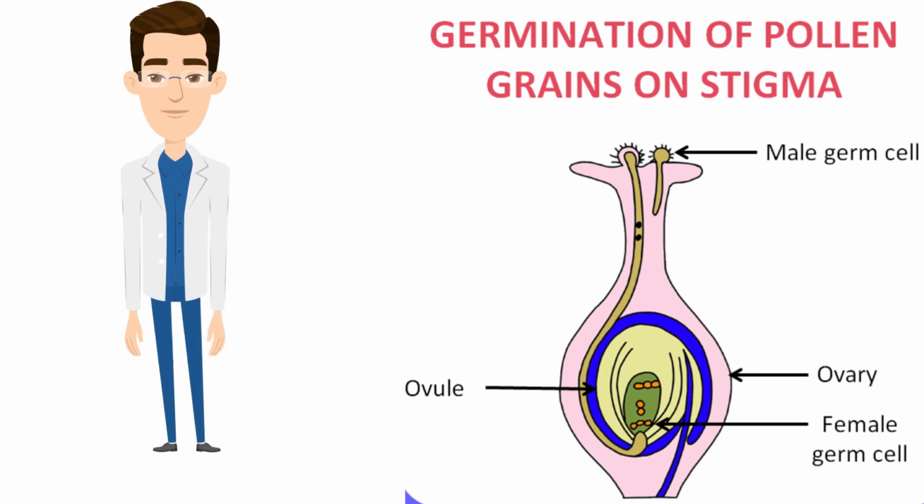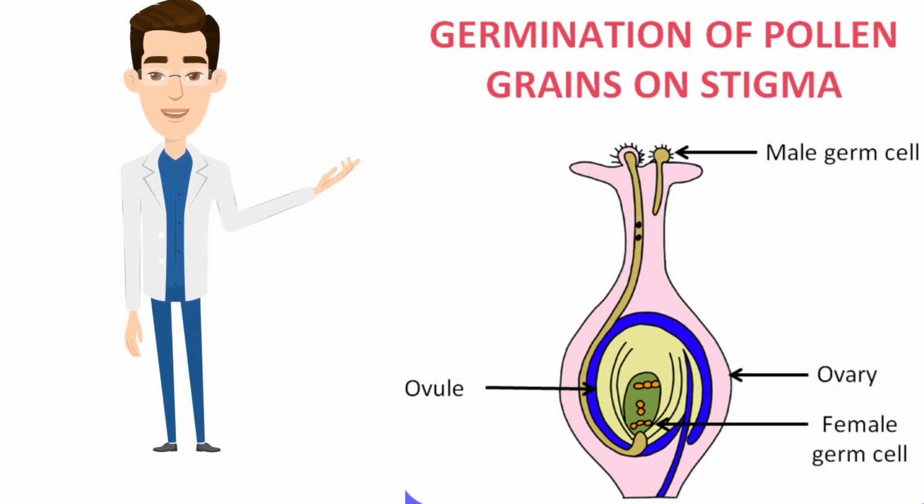1. Pollination. A pollen grain, containing the male gametes, is transferred from the anther of a flower to the stigma of the same or a different flower of the same species. This transfer can happen via wind, insects, birds, or other pollinators.